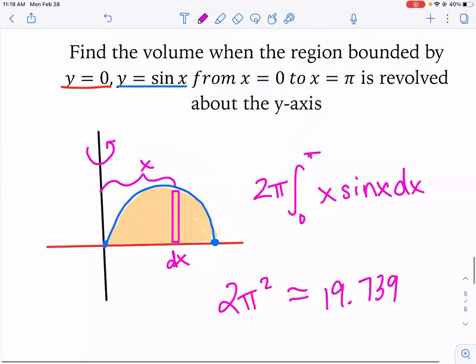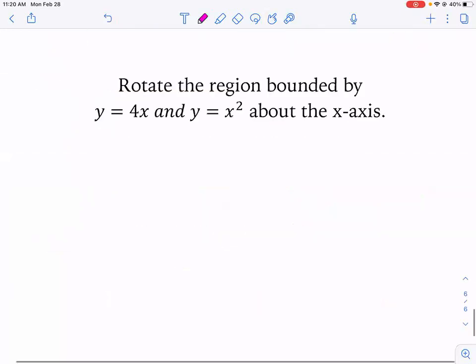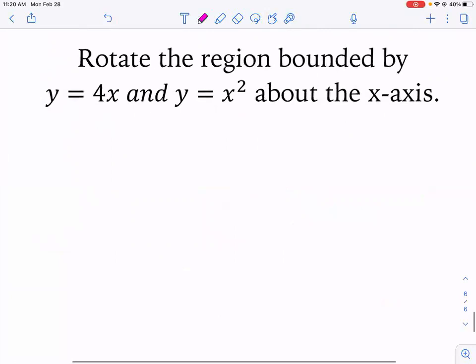Okay. Are we okay with the setup of this problem? Yep. Okay, what's different about this problem? We're gonna rotate about the x-axis, so write it down, let's draw the picture, it's gonna be great.